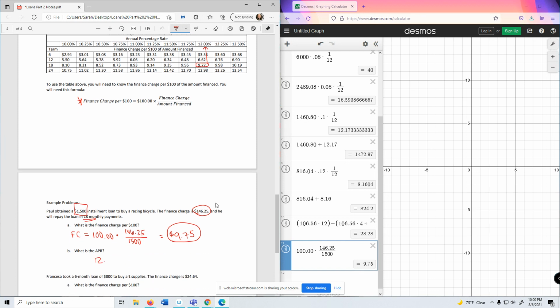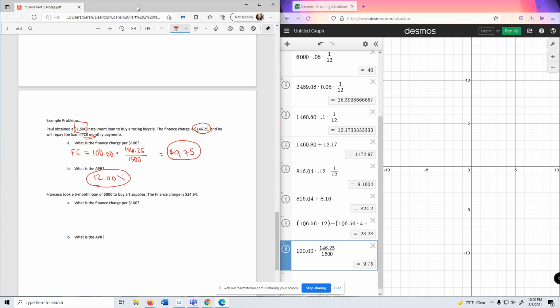So you're often not going to find the exact amount. Find the amount in the table that is closest, and then look up to the top to find your APR. So APR here is 12% because in our term of 18 months, $9.77 was the closest amount to our finance charge of $9.75.